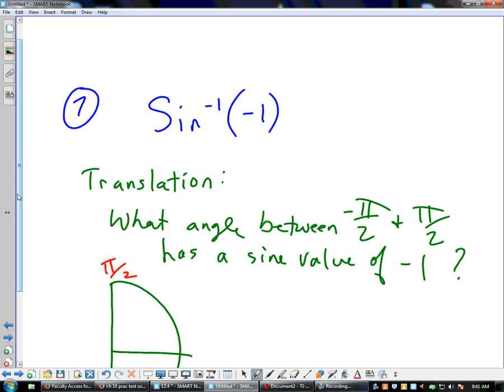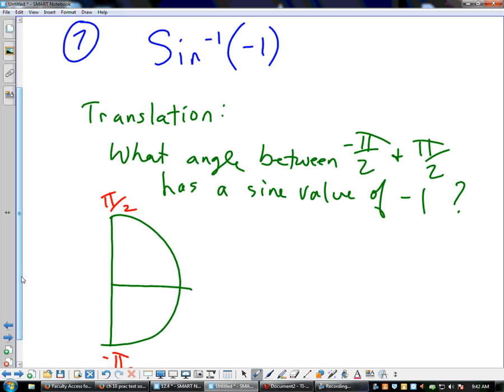Because mathematicians want to have an inverse for sine, and if we just said what angle has a sine value of negative 1, there's going to be lots of different answers, and we can't have that. If we want an inverse, there should only be one. So we always use negative pi over 2 to pi over 2?